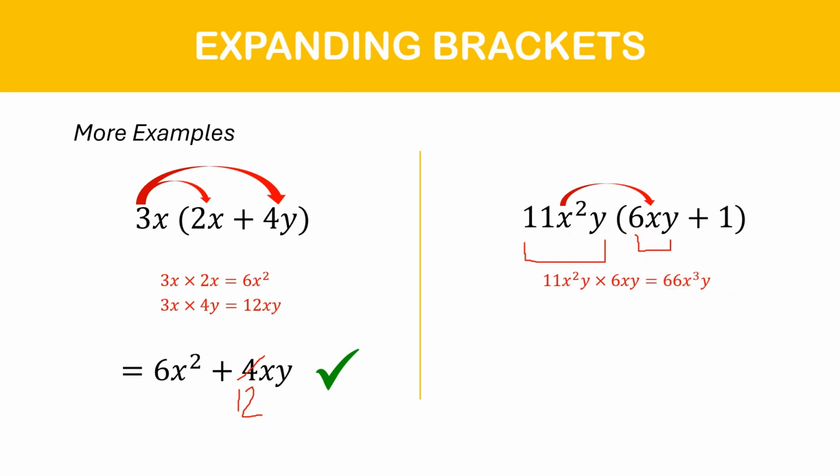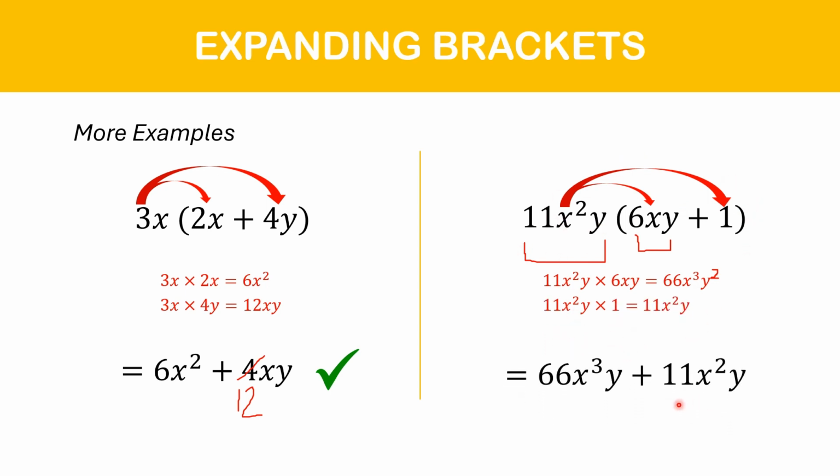It should actually be y squared. A couple of errors here, let's just fix that up. There we go. Okay, so as we said, we times this now by the second term, 11x squared y times by 1. Well, that's a nice easy one. That's 11x squared y. It doesn't change because it's times by 1. So our answer is 66x to the power of 3, y to the power of 2, which was omitted here, plus 11x squared y. And there we have it.